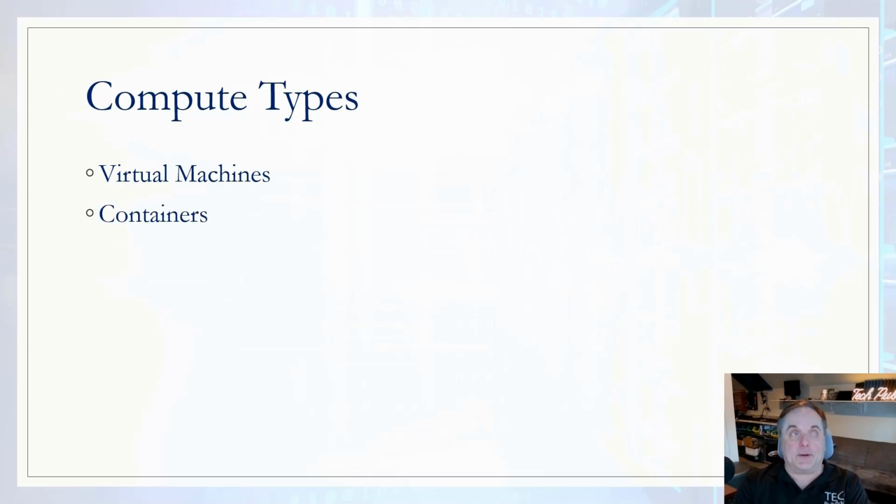Then we have containers. This is an abstract of the operating system to run applications and dependencies efficiently. Two services allow you to run applications in containers. You've got Azure Container Instances and Azure Kubernetes Service. Keep those two in mind because they will be important to remember.